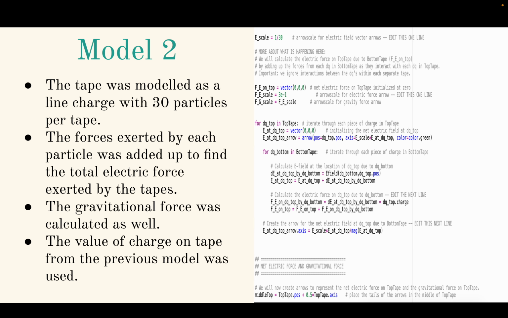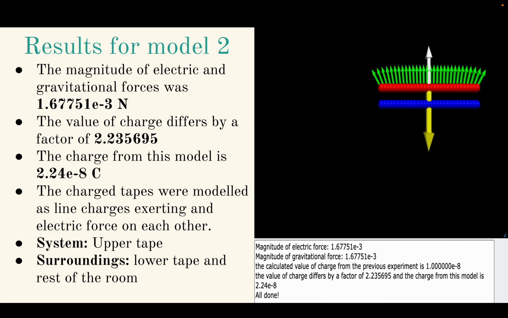In the second model, 30 different particles, all lined up in a line, are used to model the tape. This calculates the infinitesimal charge and the force exerted by these infinitesimal charges and adds them up to calculate the net electric force, as well as the gravitational force. We find that the gravitational force has a value of 1.67 × 10^-3 newtons.